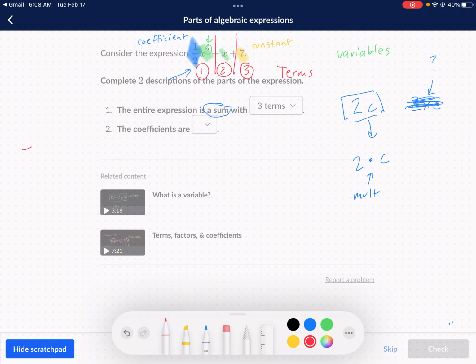So if we have plus x, it looks like there's no coefficient, no number there, but really there's a 1 in there. Okay, 1 times x is the same thing as 1x, and 1x is the same thing as just x. So really there's an implied 1 always in front of a letter by itself. So if the expression was just like 2y plus z, there's really a 1 in front of that z.